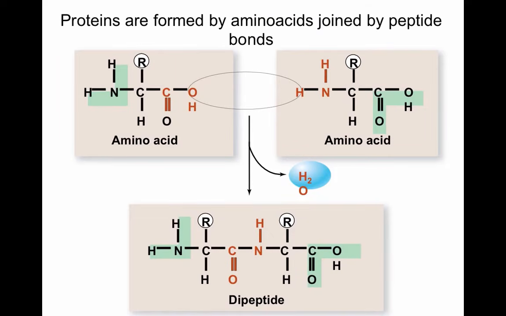Then amino acids are linked together by what we call peptide bonds. So this is a bond between the acid group of one amino acid and the amino group of the next one that results in a dehydration reaction. So water is released, and now we have a dipeptide, which means a peptide made of two amino acids. So peptide is the name for a chain of amino acids.